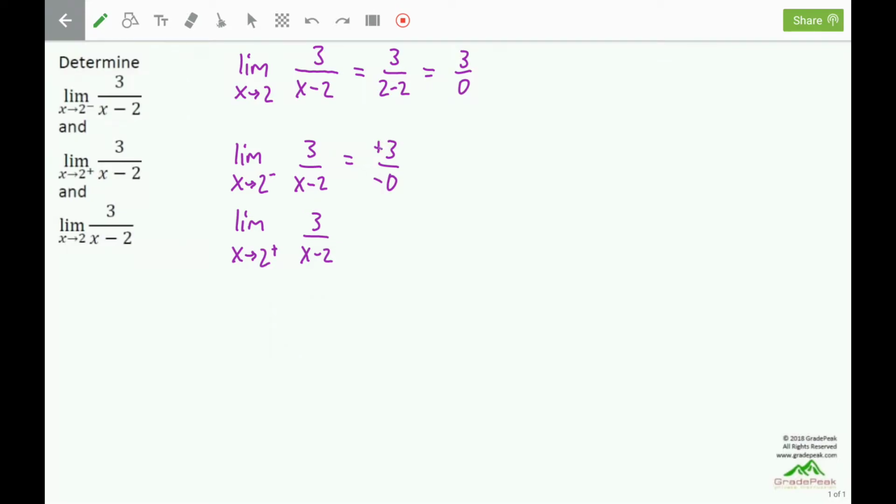So we have a positive 3 over a negative 0. Positive over a negative is negative. A non-zero over a 0 is an infinity. The left-sided limit is negative infinity.